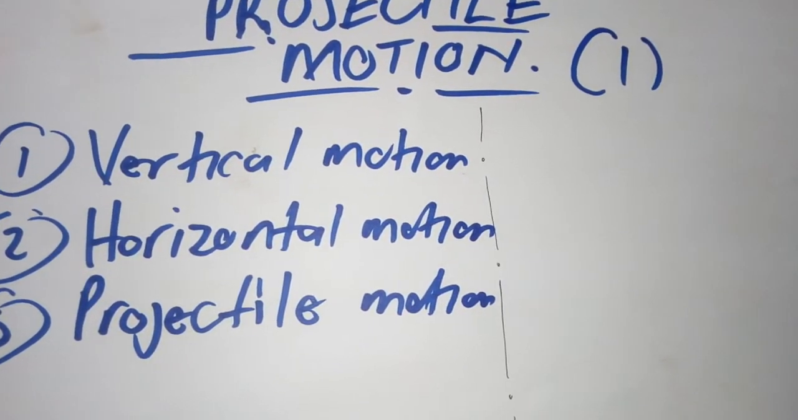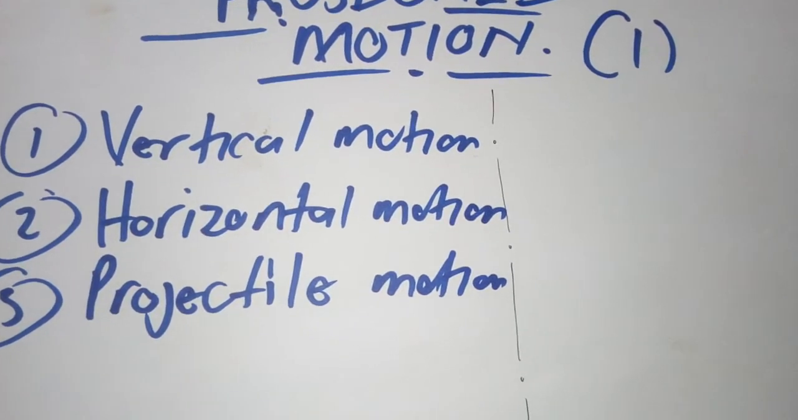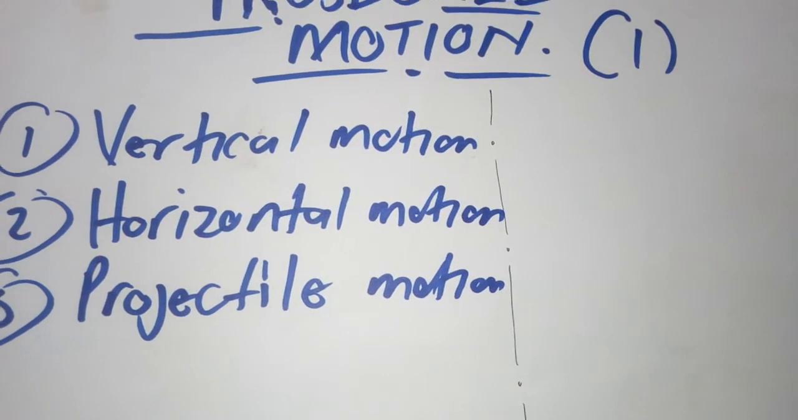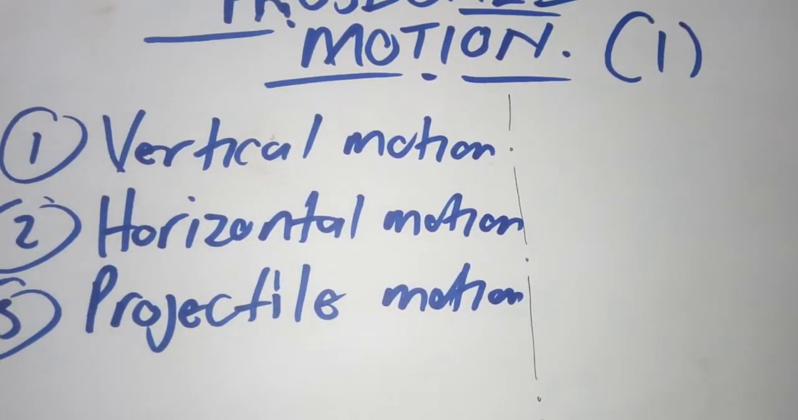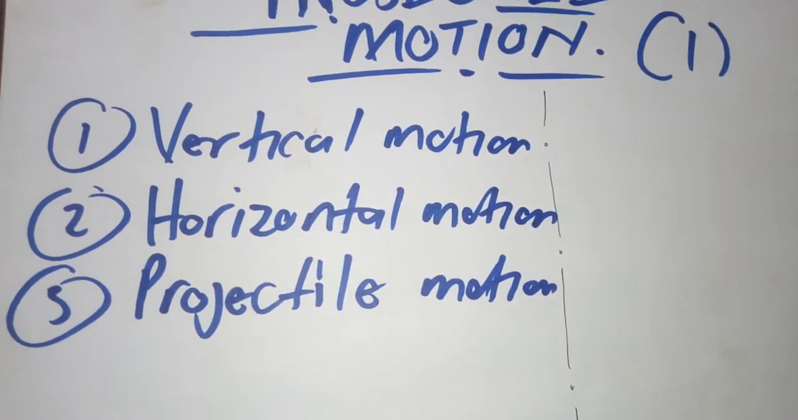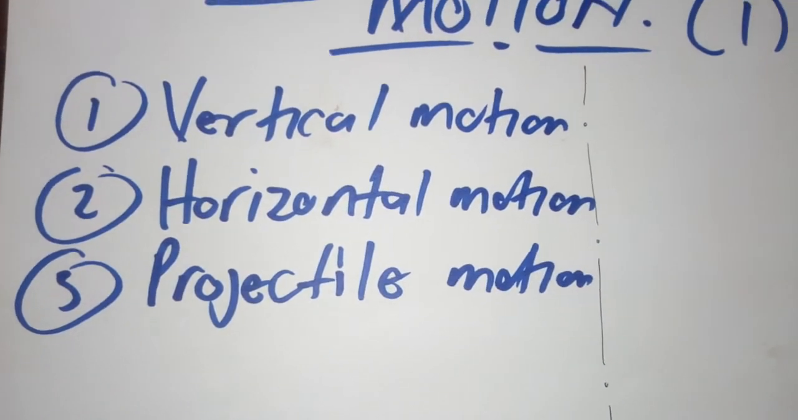Then when I say a projectile motion, it's something that moves with an angle. That means if you fire or throw a ball, it moves with an angle. Are we there? Now we are going to look at each case individually, starting with case 1, what we call the vertical motion.